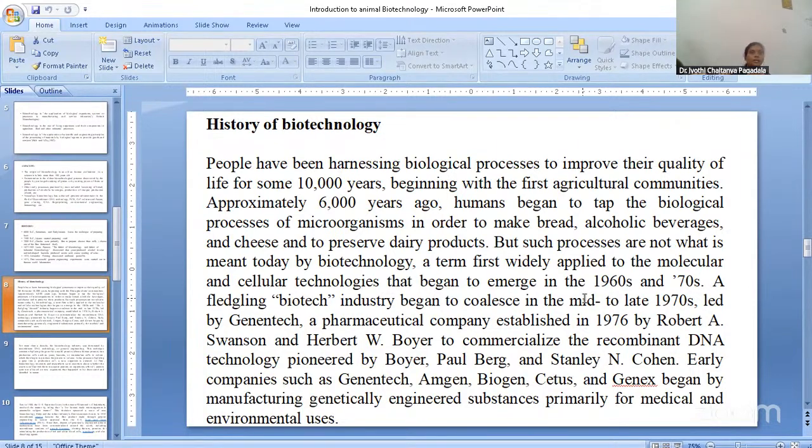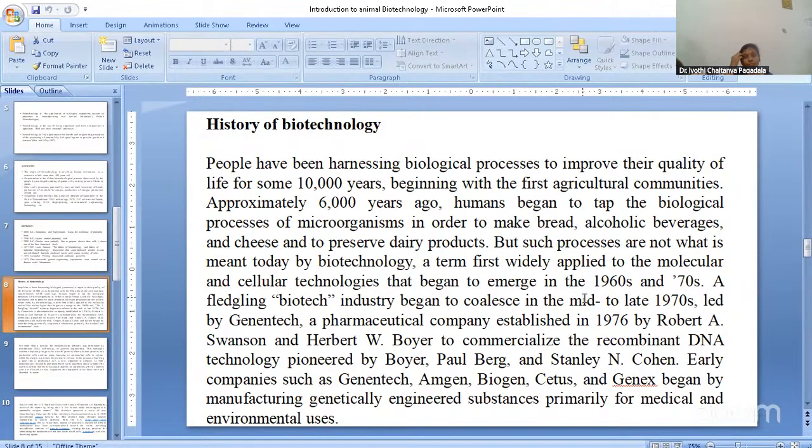Thus, biotechnology has been broadly defined as the development and employment of biological processes, forms, and systems to obtain the greatest benefits for man and mankind and other forms of life, in order to make bread, alcohol, beverages, and cheese, preservatives, and dairy products. But such processes are not what is meant today by biotech.